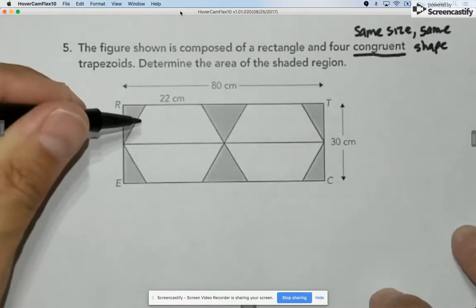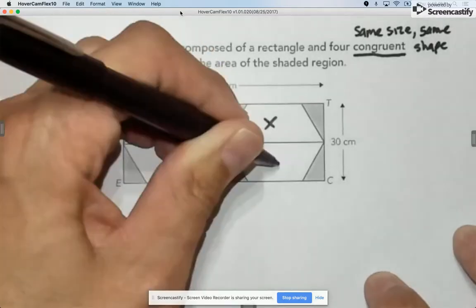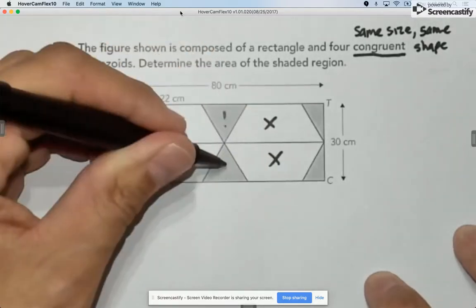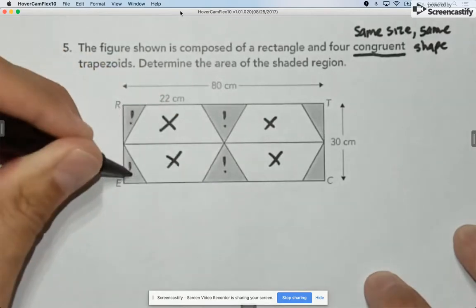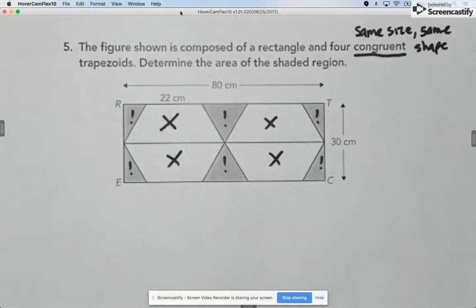So we don't want to know this part, but we do want to know the shaded part. So I want to make sure I'm reading the question the right way so I know what I'm getting. Okay? So for me, what I would do, and there's a couple of ways to attack this one.